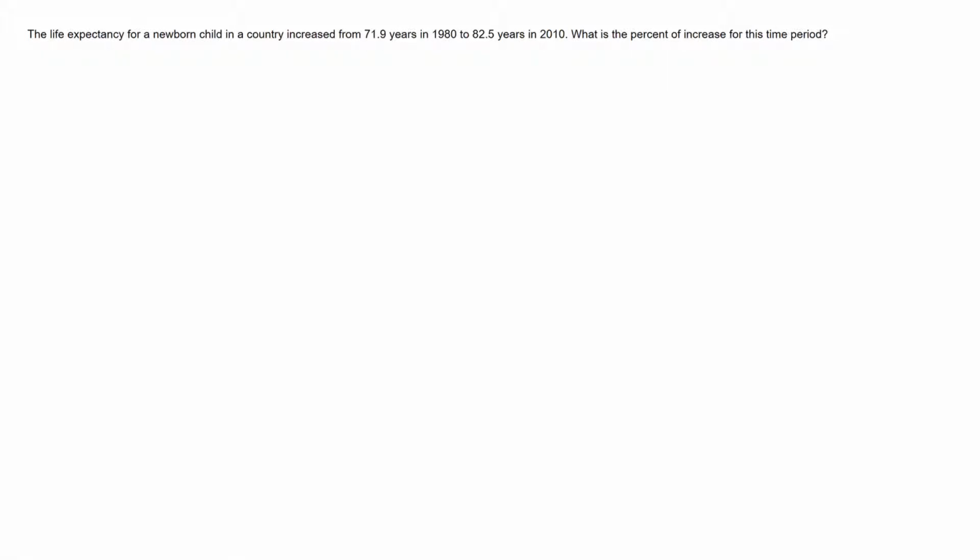Alright, so the life expectancy increased from 71.9 to 82.5. I'm going to first figure out how much of an increase that was. If I take 82.5 and subtract 71.9, we get 10.6. So the life expectancy increased by 10.6 years.